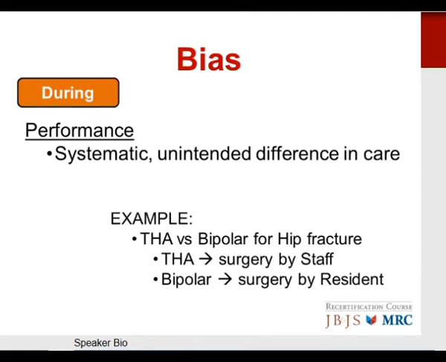Performance bias. This gets back to that question. This is the systematic unintended difference in care. So if you have a total hip and a bipolar for hip fracture, this has happened in the literature. The total hip's done by the staff, the bipolar's done by the resident. Well, there may be a quality issue here, and that's a performance bias.